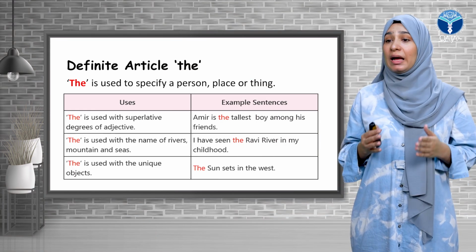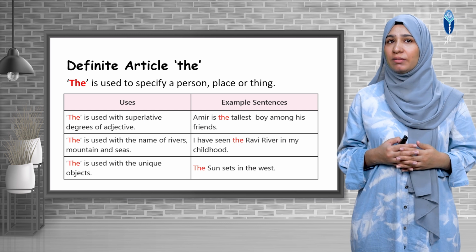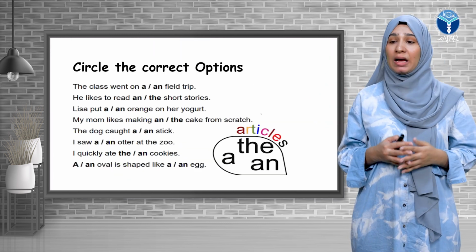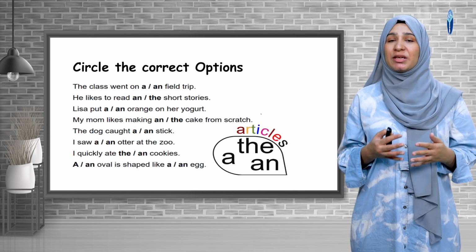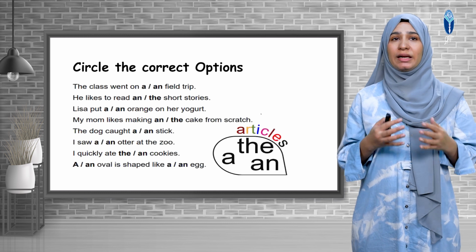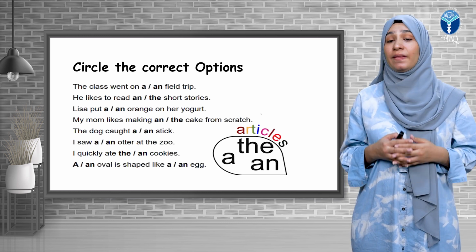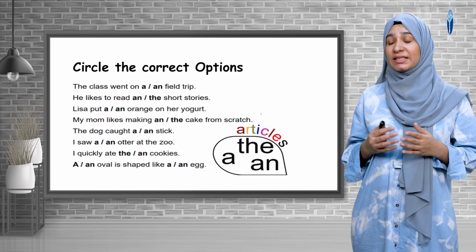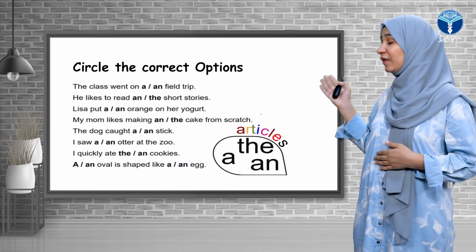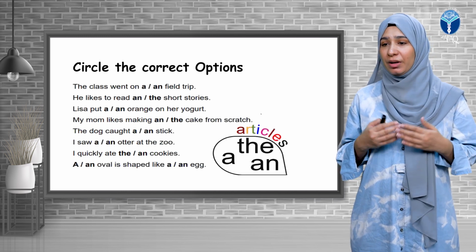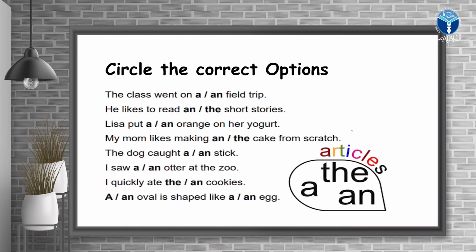So students, after this lesson we will do an activity of circling the correct options. We have some lines. We will see where we will use a, an and the. Student, let me read the sentence for you and then you are going to tell me what is the answer. So, the statement is the class went on a or an field trip. What is the right option, students?